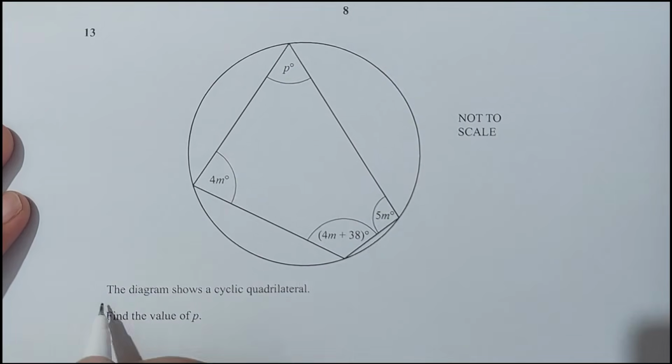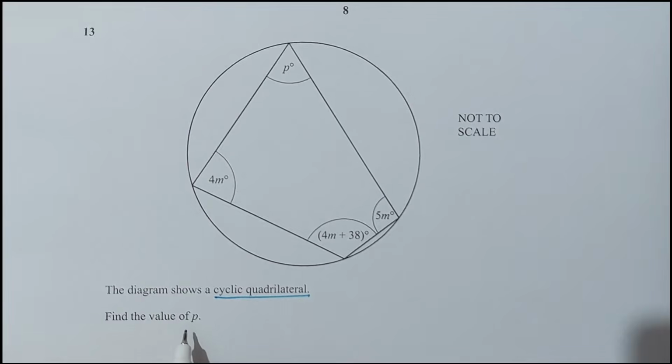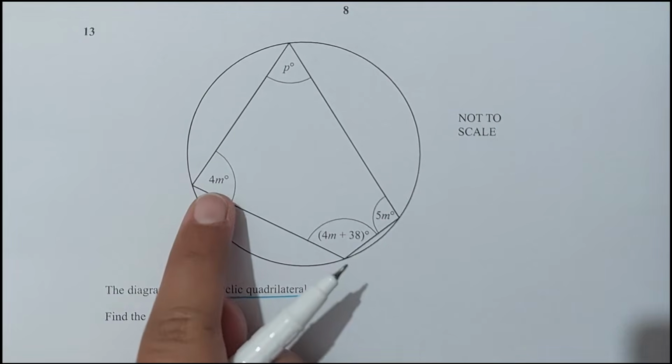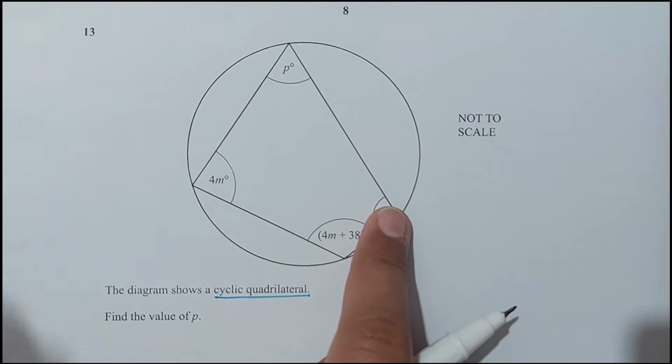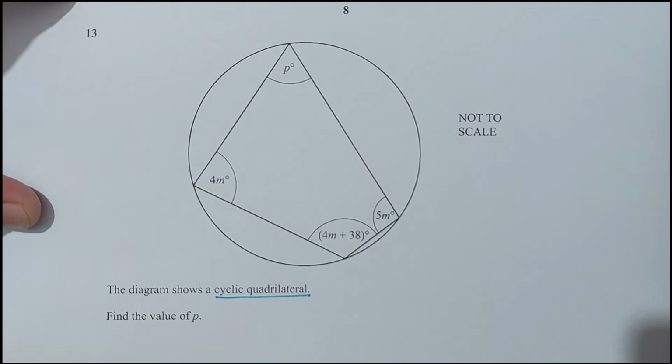Question number 13. The diagram shows a cyclic quadrilateral. Find the value of p. For a cyclic quadrilateral, opposite angles add up to 180. This is the first statement we are going to use. Opposite angles add up to 180 degrees.